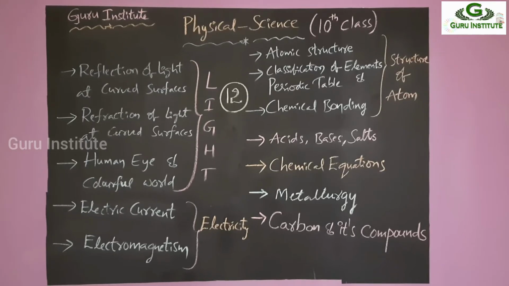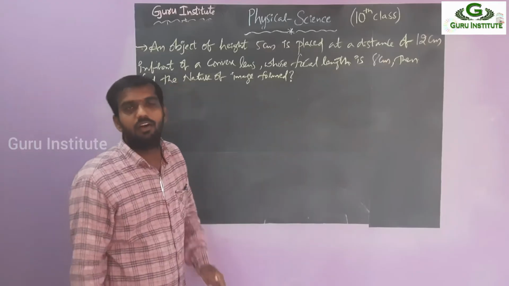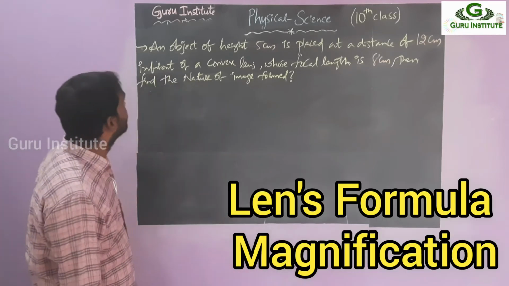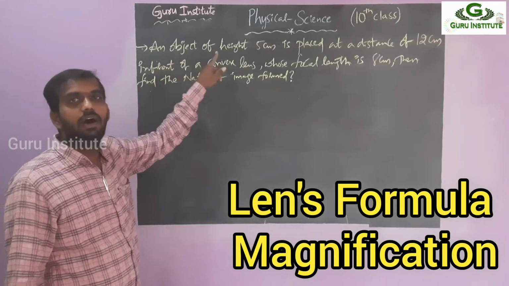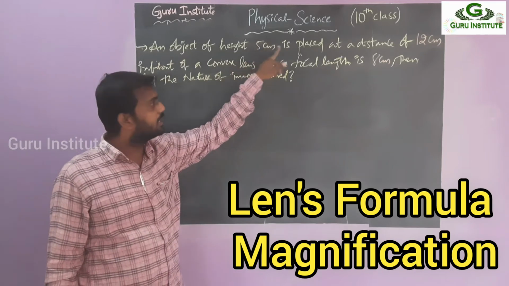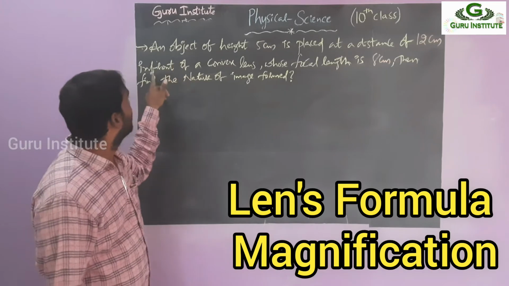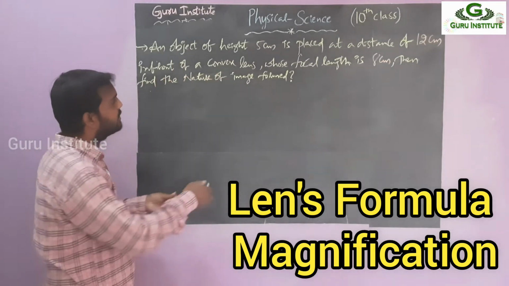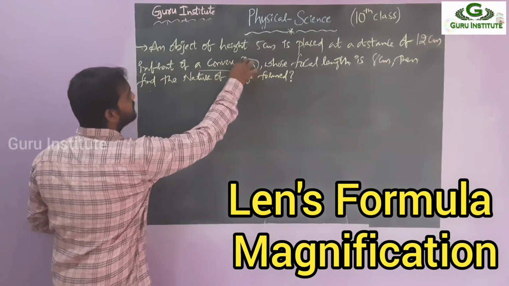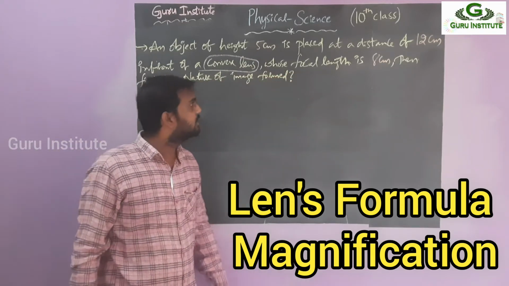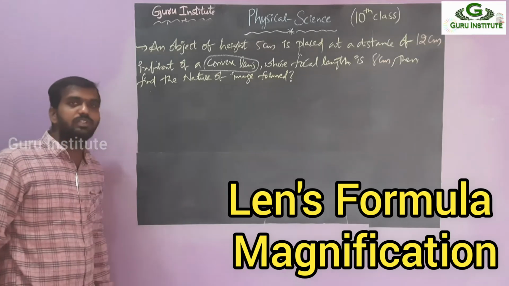Today we are going to see the problems based on convex mirror, convex lens and concave lens. Just see the problem. An object of height 5 centimeter is placed at a distance of 12 centimeters in front of a convex lens, whose focal length is 8 centimeter. Then find the nature of the image formed.